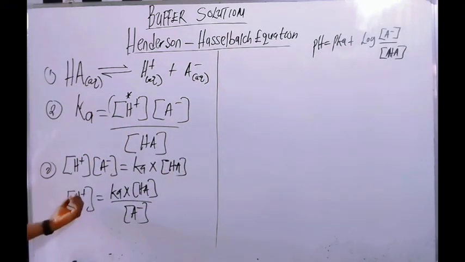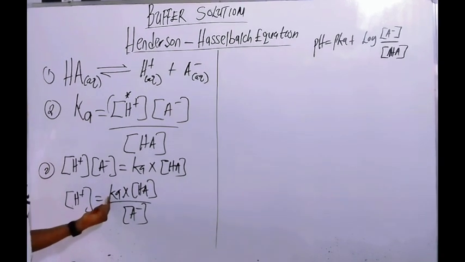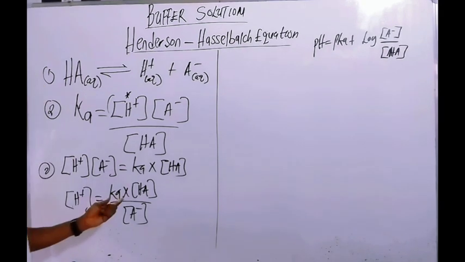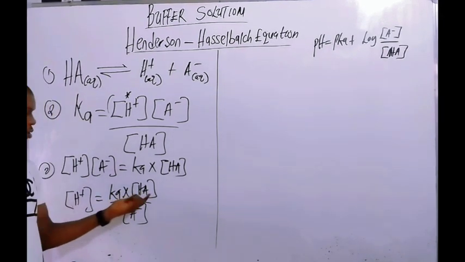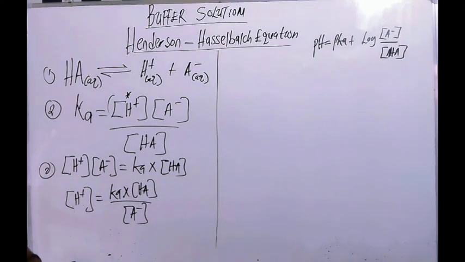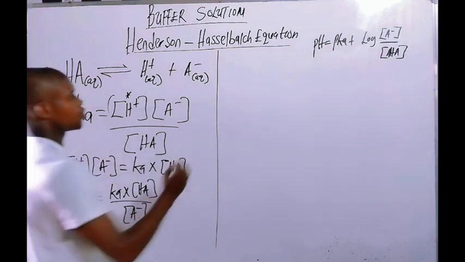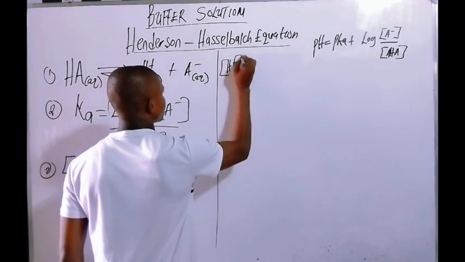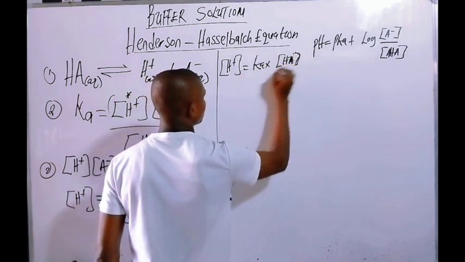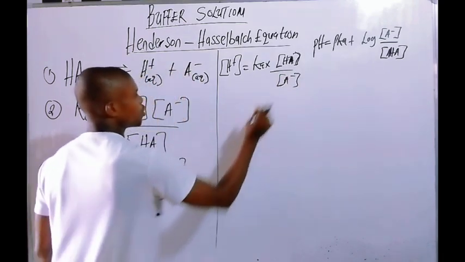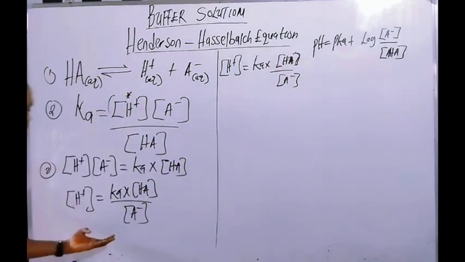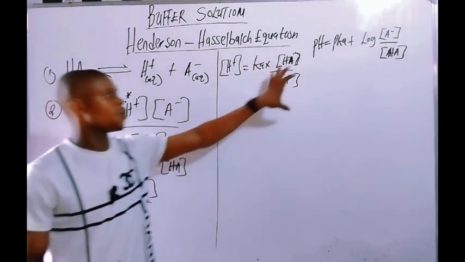So the proton concentration equals the equilibrium constant expression for the acid, called the acid dissociation constant, times the concentration of the acid over the concentration of the conjugate base, right? But we want to arrange it like this: H plus equals Ka times HA over A minus. Because these two are together here, it is the same thing, but it makes more sense when we write it like this.